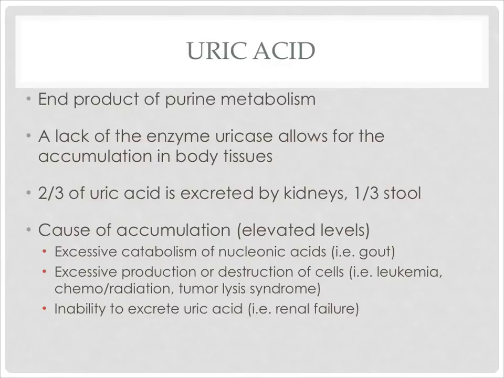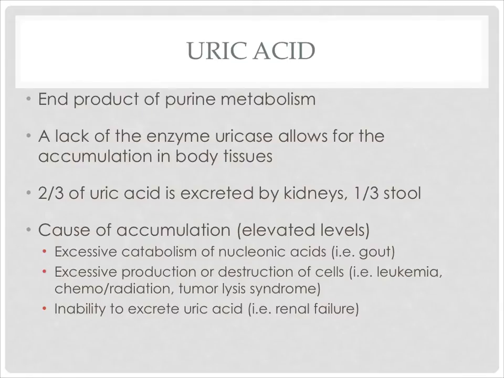Uric acid is the end product of purine metabolism. You're going to find purines in things like red wine, certain types of legumes, and red meat. Now, to break purine down, it needs an enzyme here called uricase. And if you don't have that, you're going to get an accumulation of uric acid that builds up in the body tissues. 2/3 of uric acid is excreted by the kidneys, 1/3 by stool.